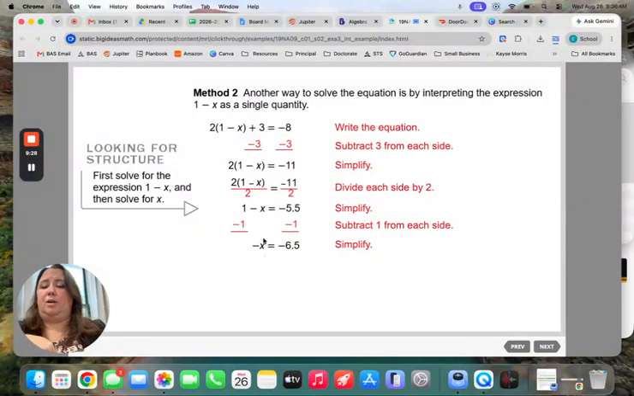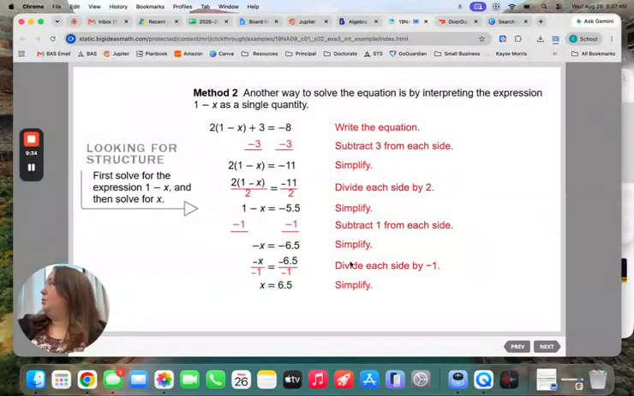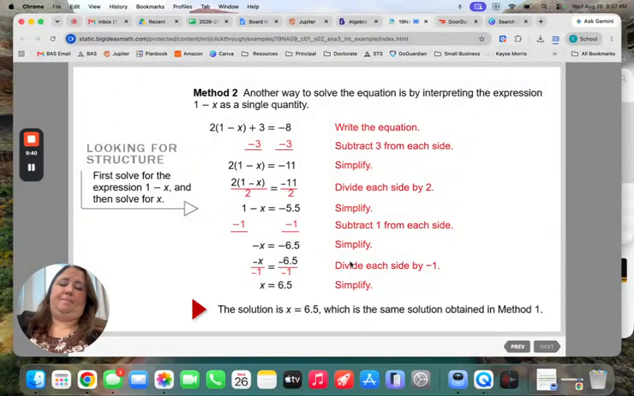But the last step is you have this negative with the x. We can't leave that, so you divide everything by negative 1. And that's what changes your sign back to 6.5. Is this the same answer as the other way we did it? Yes. Sometimes this method is faster, sometimes it's slower. But sometimes it clicks in your brain better than doing distributive property. So whichever way you prefer it, I don't care.